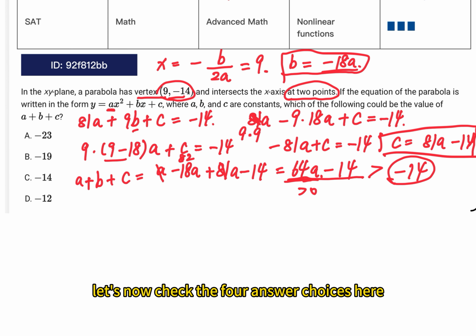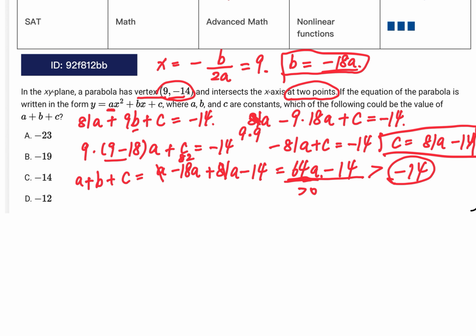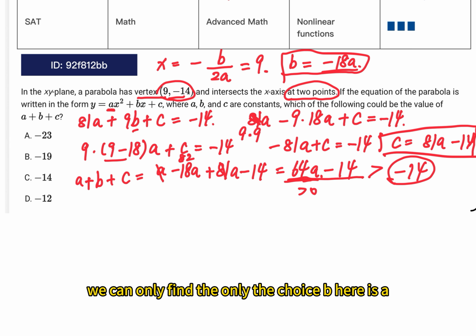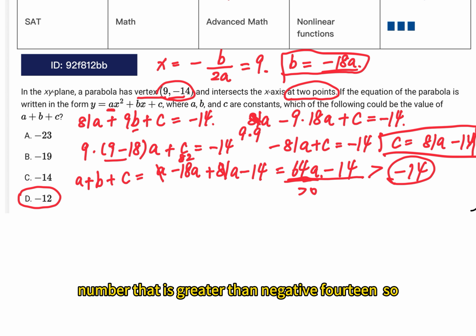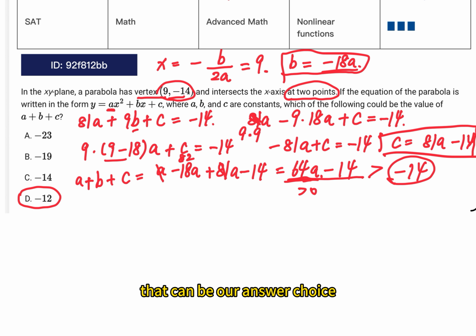Let's now check the 4 answer choices here. Perfect, we can only find that choice B is a number that is greater than -14. So that can be our answer choice. All the others do not satisfy. It cannot be -14 because a cannot be 0 here, right? So that's the answer of this problem.